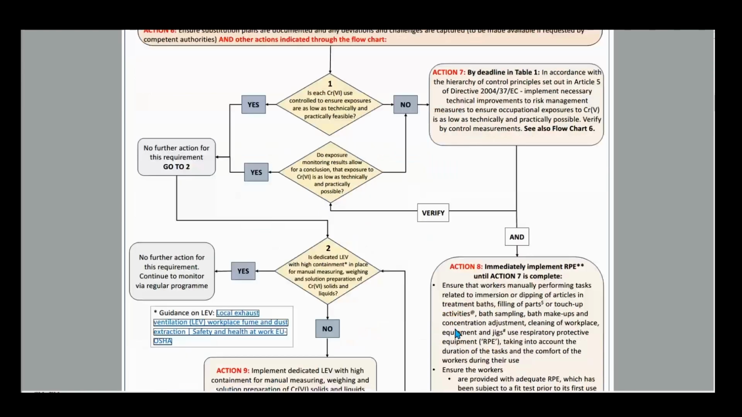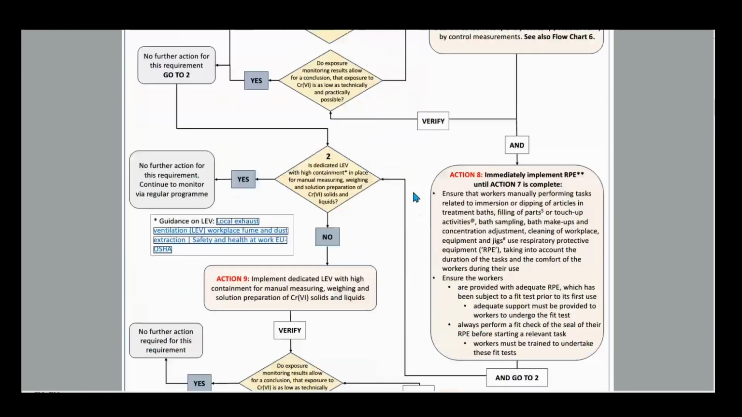If you begin with Action 7, you must at the same time start with Action 8, which requires that while Action 7 is ongoing, workers need to wear respiratory protective equipment, RPE. In the implementing decisions, it is specified that for manually performed tasks, for example for the immersion of articles in the treatment bath, bath sampling and bath makeup, RPE is worn while the installation of technical improvements is not finalized.